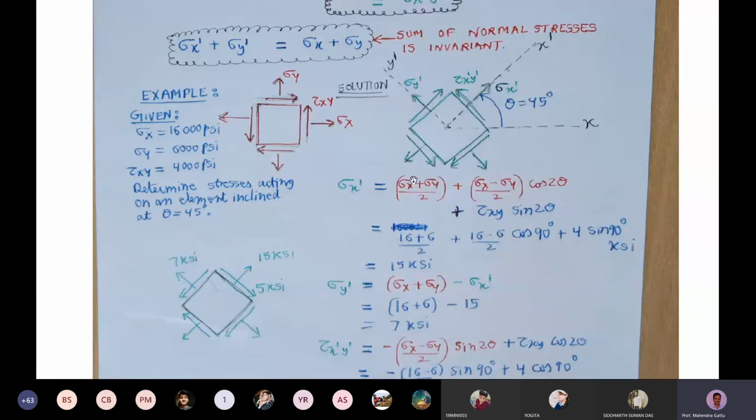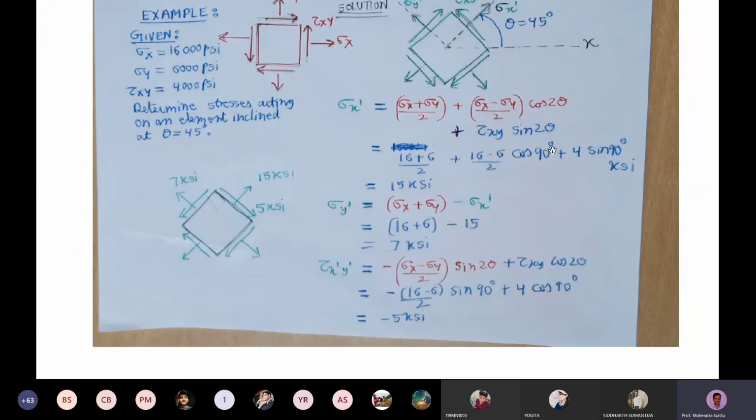Sigma x prime is the average of sigma x and sigma y, plus half the difference times cos 2 theta, plus tau xy sin 2 theta. Theta here is 45 degrees, so cos 2 theta is cos 90 and sin 2 theta is sin 90. So we get (16 plus 6)/2 plus (16 minus 6)/2 cos 90 plus 4 sin 90. So we are getting 15 ksi. This term will go to 0, and this term will be 5.